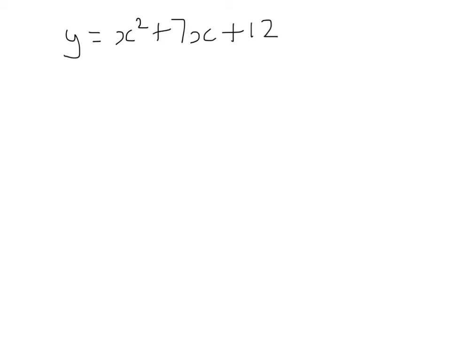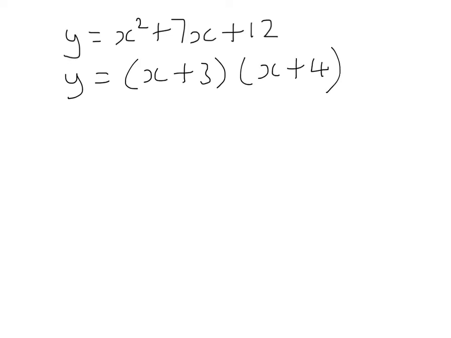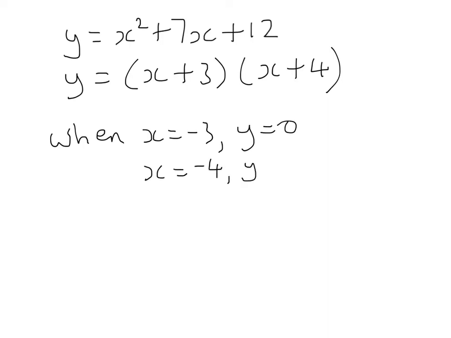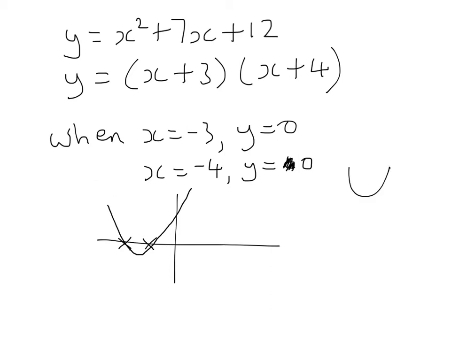Now, not many people have a favourite quadratic equation, but I do. It's y equals x squared plus 7x plus 12. And that factorises to be y equals (x plus 3)(x plus 4). Now when x equals minus 3, y equals 0. And when x equals minus 4, y also equals 0. That means that at minus 3 and minus 4 the graph is at 0. So the graph is that shape. I know it's that shape and not that shape because it's plus x squared.